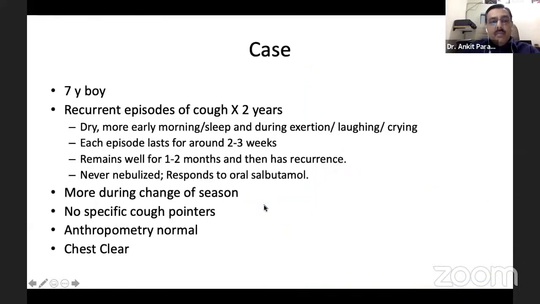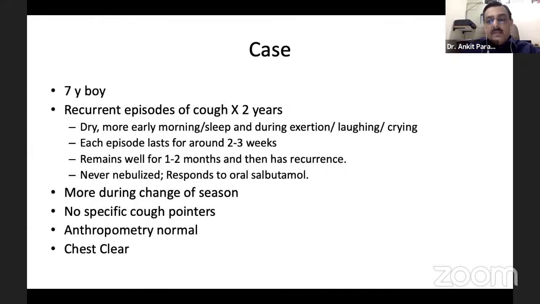Now let's look at one more child. So this child is 7 years old, has recurrent episodes of cough for the past 2 years. The cough is mostly dry in the morning, especially when the child is sleepy, and it is there with exertion, laughing, crying. Now, 2 to 3 weeks the episode would last. The child remains well for a month or two, and again has a recurrence. Now, this child responds to oral salbutamol, has never been nebulized.